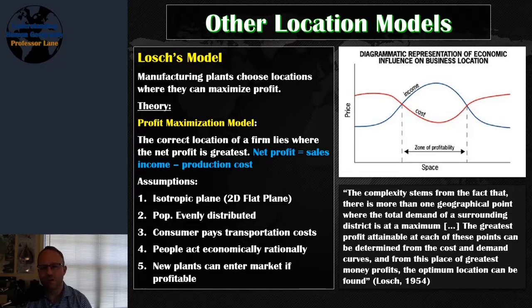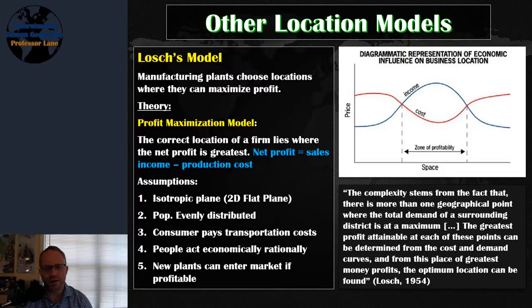The major difference between the two models was that Loesch emphasized the total production cost as opposed to transportation, labor, and agglomeration costs. You can see an example of this outlined in this graph over here on the right. This zone of profitability is the limit at which a firm will locate before it sees profit loss, and it will base its decision on maximizing the difference between incomes and cost.